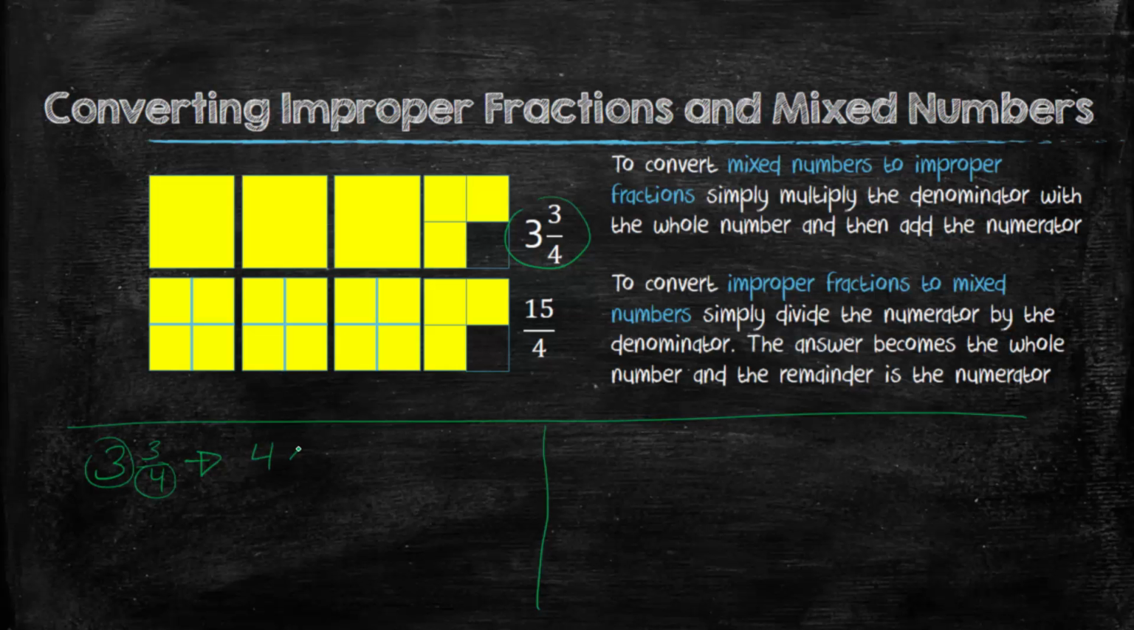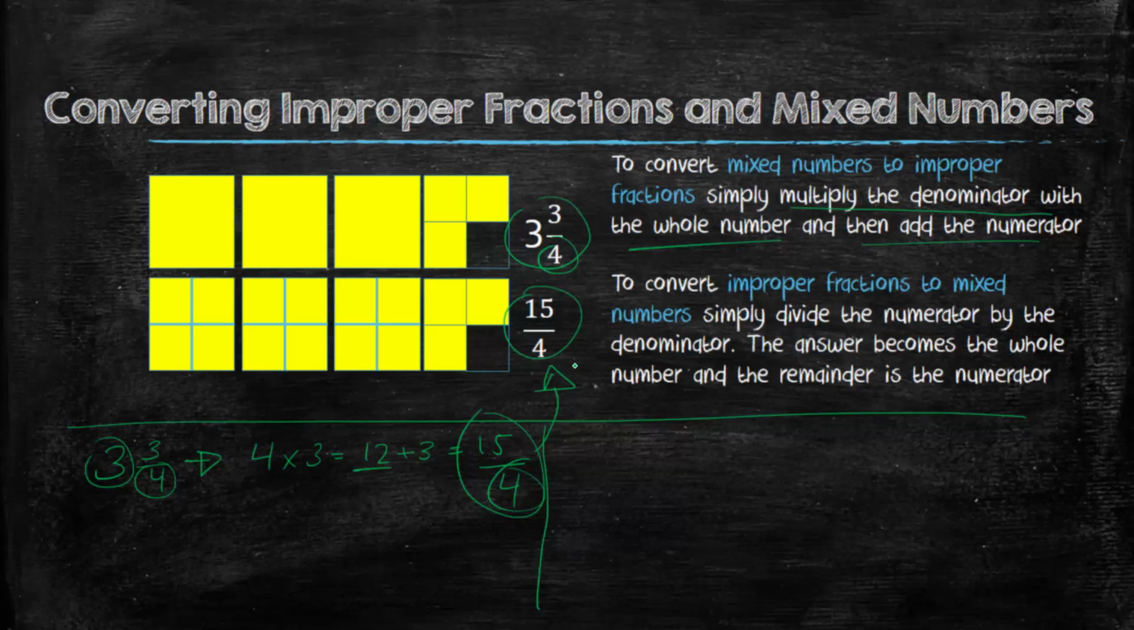So we multiply 4 times 3, which gives us 12. Then we add the numerator. The numerator is 3, so plus 3 equals 15. Okay, so that's the answer. The answer is the new numerator. The denominator always stays the same, so 15/4. Now, where did I get this 4? Because it was a 4 here. The denominator doesn't change. So this gives you the new numerator. And as you could tell, this is the same answer as this.